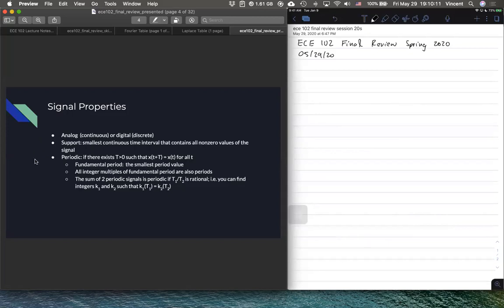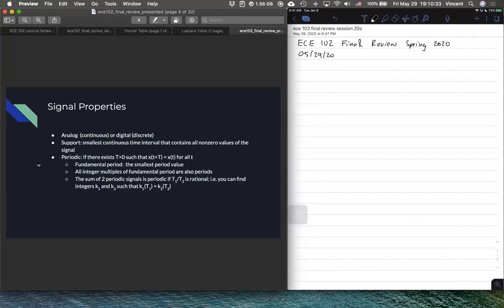And then periodicity is another property that we're interested in. If there exists a T greater than 0 such that x of t plus T equals x of t for all t, then a signal is periodic. So basically, if there's a certain T where the signal repeats itself, then that's the definition of periodicity.